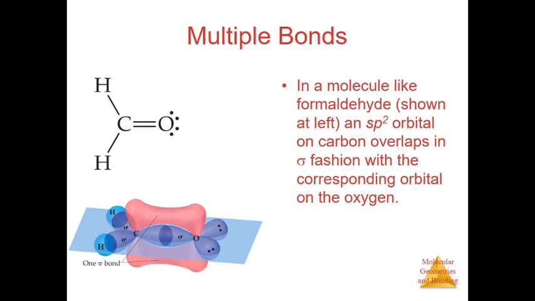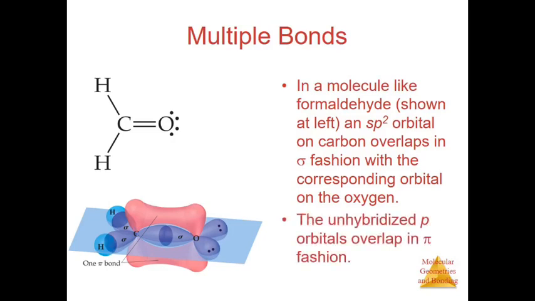It's showing you another one right here. In this molecule of formaldehyde, we have an sp2 orbital on carbon that overlaps in a sigma fashion with the corresponding orbital on the oxygen. Now, I don't plan on giving you drawings like this and making you work back from that. I'm more interested, can you draw a proper Lewis structure? And then from the proper Lewis structure, can you tell me what's a sigma bond and what is a pi bond?